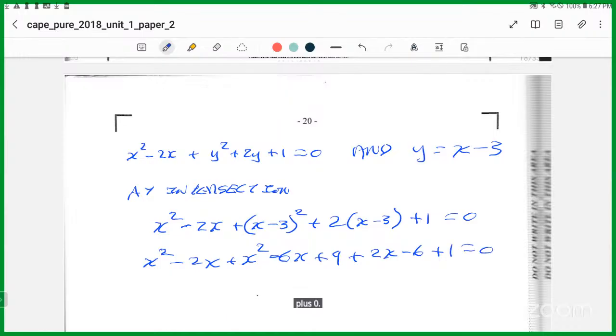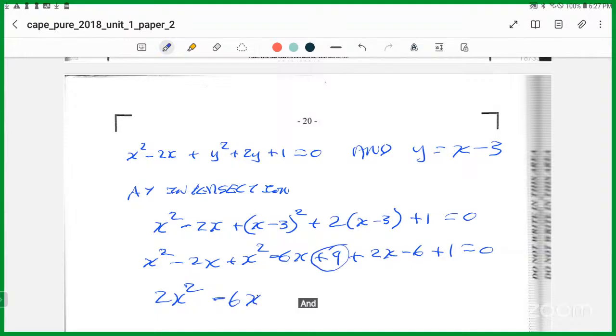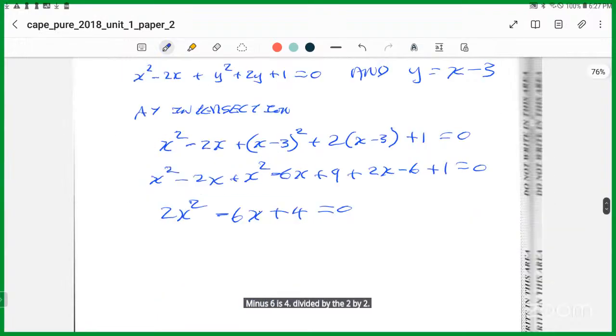So these are your square terms, two of them, 2x squared. And the x terms are this and that. That gives you a negative 6x, right? Because these two wipe out each other. You're left with negative 6x. Then the constant now is this and these. 10 minus 6 is 4. So you get a plus 4 equals 0. You can divide by 2. Get x squared minus 3x plus 2 equals 0.